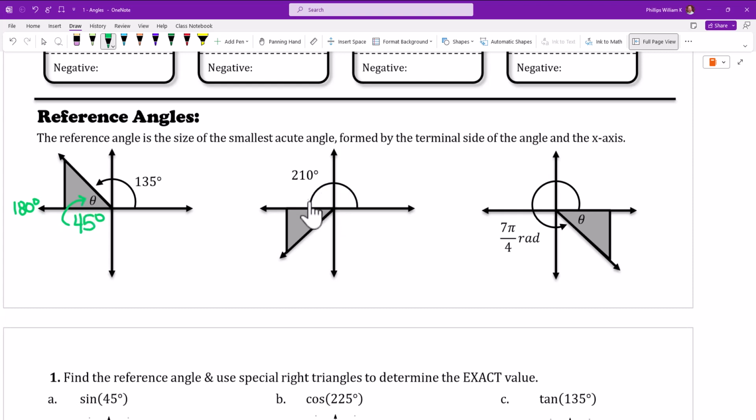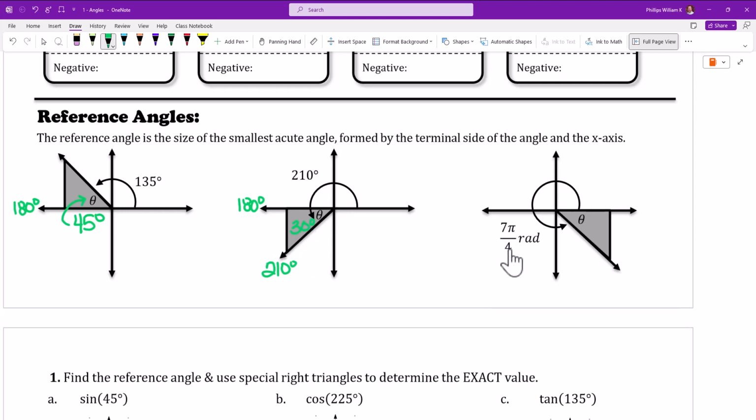Now, if I have 210 degrees here, so this right here is 210 degrees, and this is 180 right here at the x-axis, how far is 210 from 180? And that answer is 30.